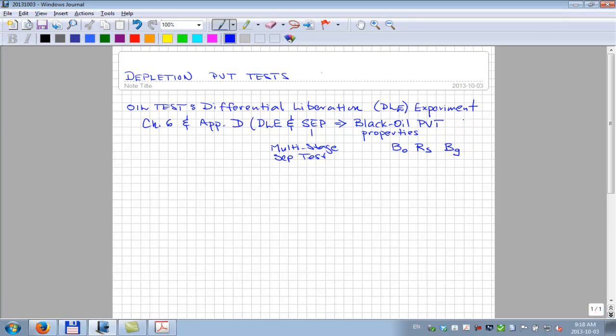And in the case of this discussion in his Appendix D, the particular type of gas formation volume factor that he's discussing is what will be referred to in Chapter 7 and in these lectures about black oil properties as the BGW, the so-called wet gas formation volume factor.